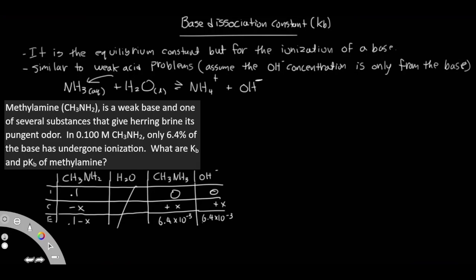Now what can we do? Well, they're asking in the question for what is the Kb. Remember, this here is our base dissociation constant. So we're always going to have our products on the top, reactants on the bottom.